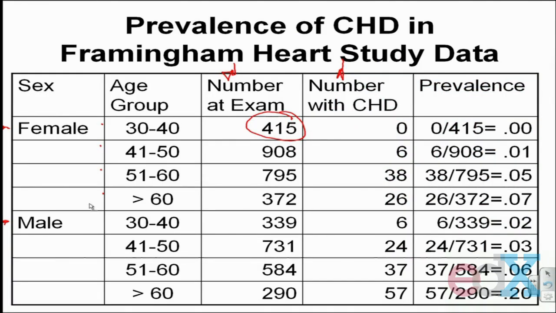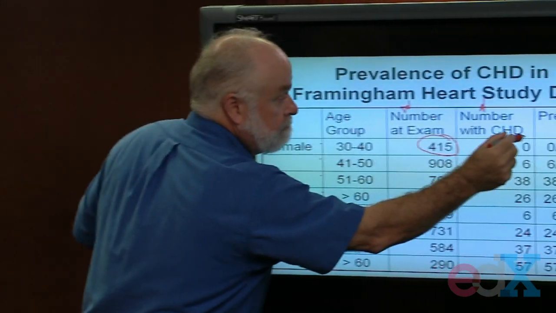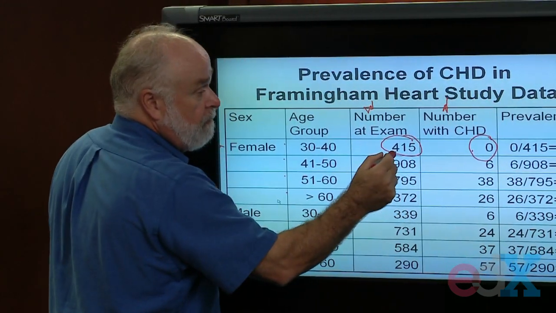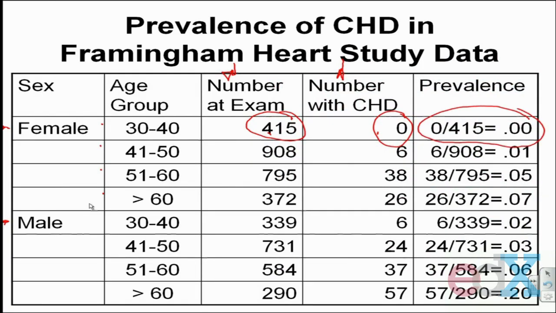The next column tells me the number of people with pre-existing coronary heart disease at that examination. They had developed it in previous time, maybe the day before the exam, maybe a year before, maybe 10 years before. I don't know. All I do know is when they came to the 1956 exam and when they were asked, has anyone told you that you have coronary heart disease, a grand total of none of them said that they did. So the prevalence of having coronary heart disease among the youngest women in the 1956 exam would be 0 divided by 415, or 0%.